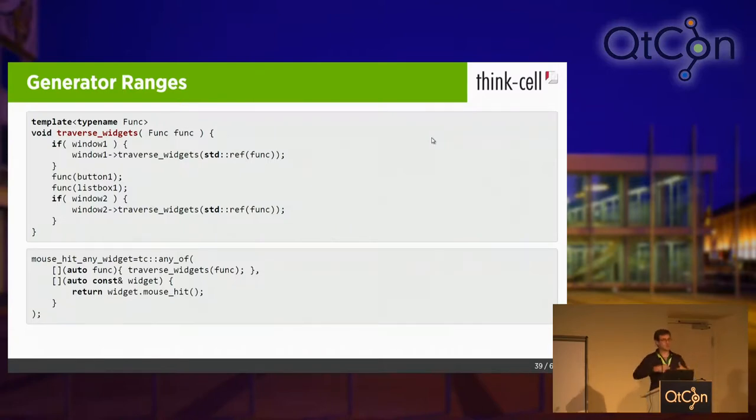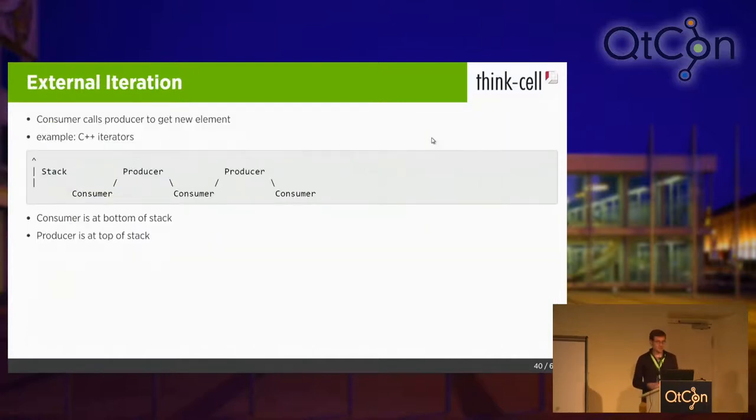So how can we fold these concepts together? What we're really doing here is replacing or integrating two concepts of iteration, and I want to point them out to you. There is something called external iteration, and that's basic computer science. The consumer that's consuming the data calls the producer to get the new element. This is what we are used to with iterators.